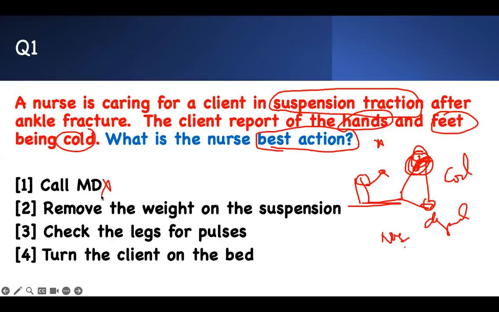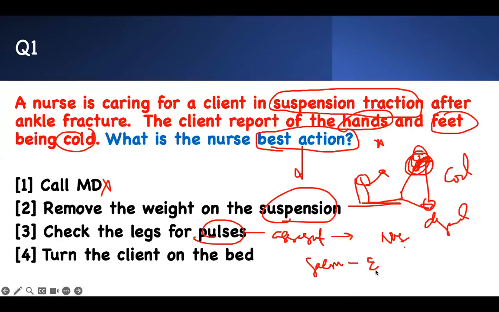Therefore, calling the doctor is not good. That's not going to help you. We've got to find out why the patient's hands and feet are cold. Calling the doctor will not let you find out. Remove the weight on the suspension? Never do that until there's an order. That takes away the traction. Check the legs for pulses. Yes, you are looking. Make an assessment and see how much blood is flowing through the leg. You can also check the sacrum and see if there's edema there, dependent edema. That tells you blood is not flowing.